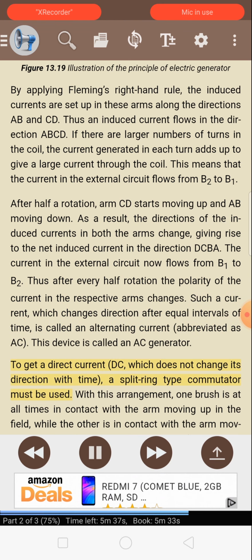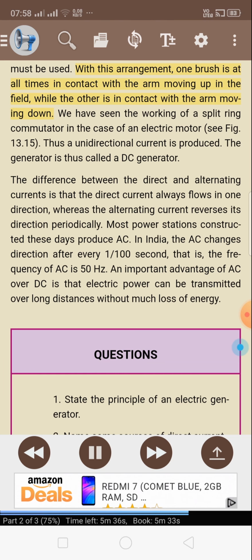To get a direct current, DC, which does not change its direction with time, a split ring type commutator must be used. With this arrangement, one brush is at all times in contact with the arm moving up in the field, while the other is in contact with the arm moving down. We have seen the working of a split ring commutator in the case of an electric motor, see figure 13.15. Thus, a unidirectional current is produced. The generator is thus called a DC generator.